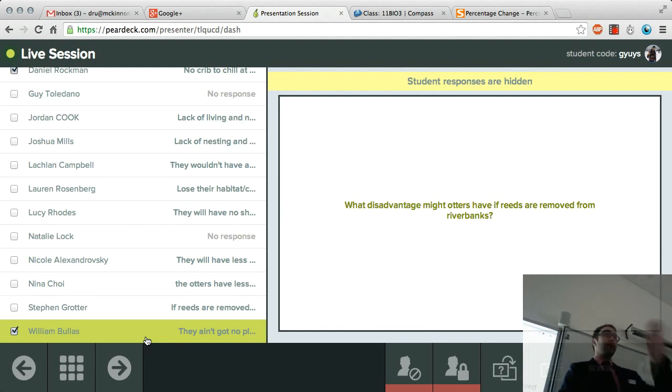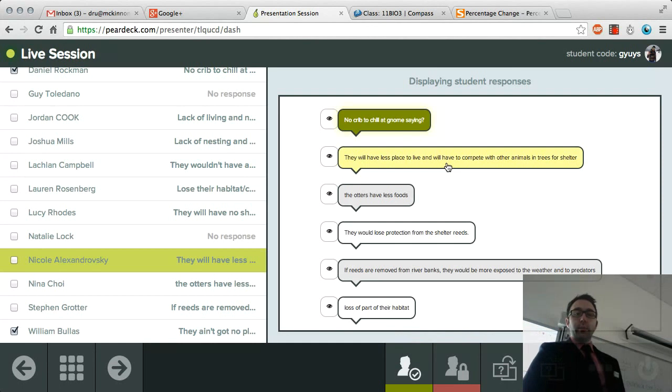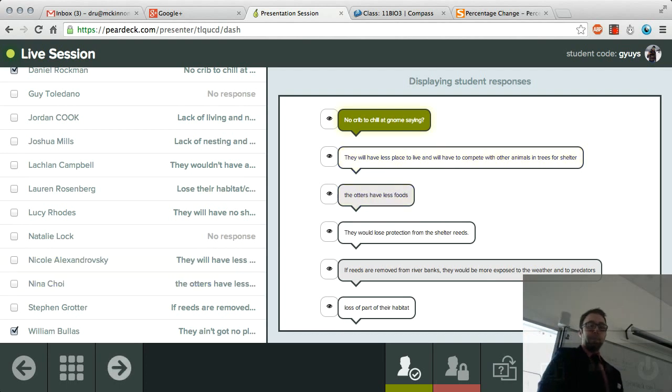You're right though, Lucy. Where possible, give detail to make sure you're giving yourself enough. But if it's only worth 1 mark, it's only got 1 line to write on, and it's not asking you to explain or describe, you only need to give a base level of information. Okay? But if you've got the space and you've got the time, feel free to write more, but don't disadvantage yourself. This one, they will have less places to live and have to compete with other animals in trees for shelter. That's fine. Competing with other animals is extra information that's not needed, but it's still got they'll have less places to live. That's still fine. Alright, moving on.